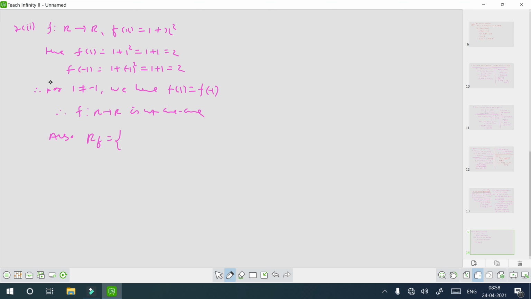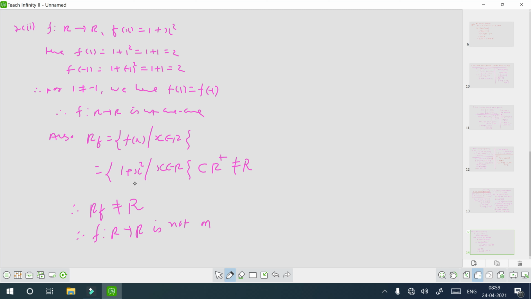Also find out range of f. f of x, x belongs to R, that is equal to 1 plus x square, x belongs to R, is only a set of positive real numbers. It is a subset of positive real numbers, and which is not equal to R. So range of f is not equal to codomain, and therefore f from R to R is not onto, and therefore f from R to R is not a bijective function.